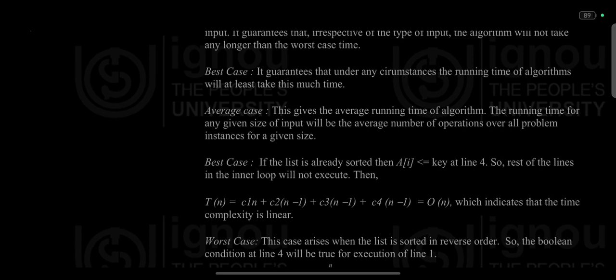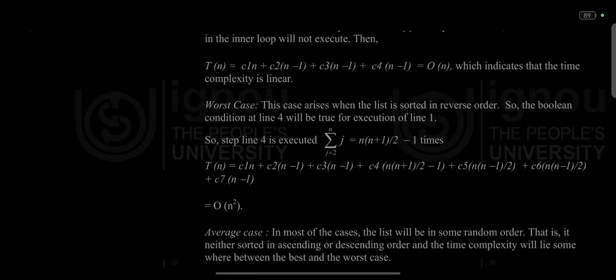Best case: if the list is already sorted, then A[i] is less than or equal to key at line 4, so the rest of the lines in the inner loop will not execute. Then T(n) = c1n + c2(n minus 1) + c3(n minus 1) + c4(n minus 1) = O(n), which indicates that the time complexity is linear.